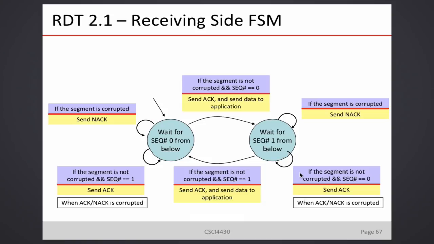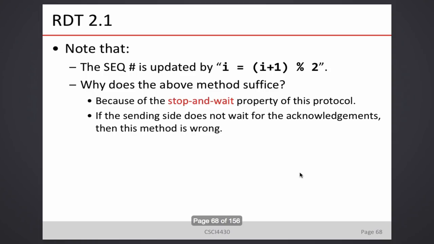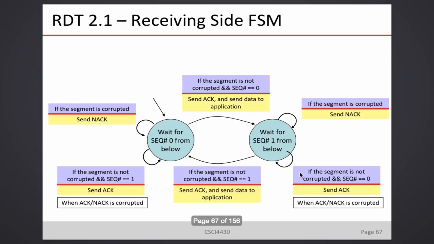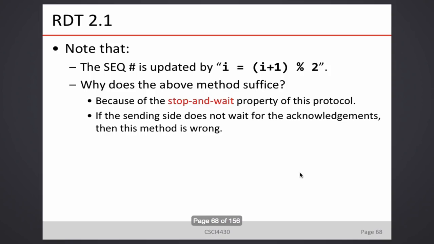Of course, I have to adapt to the current situation. If it is corrupted, then I send NACK. If it's okay, send ACK. Is this because of the previous improvement that I have said before? Okay, any problem? Yeah, it's getting boring and easy.